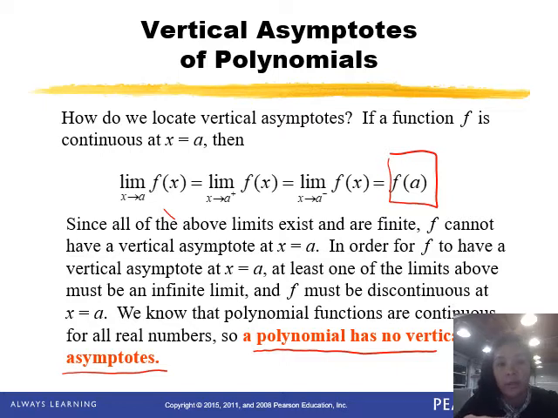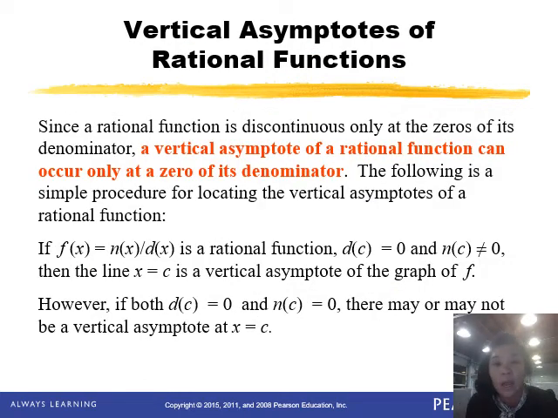Let's take a look at this slide. Vertical asymptotes of polynomials. Polynomials have no vertical asymptote. Let's keep going. However, there are vertical asymptotes of rational functions, which was the function that we were looking at, f of x equals 1 over 1 minus x, I believe. A rational function is discontinuous only at the zeros of its denominator, in this case when x equals 1. This function is discontinuous.